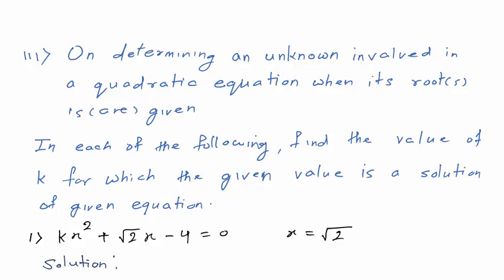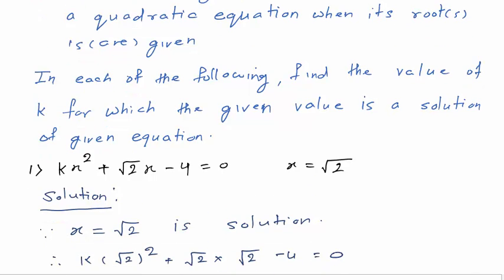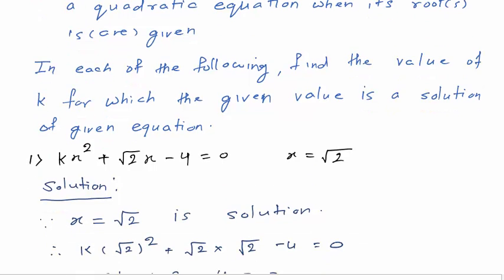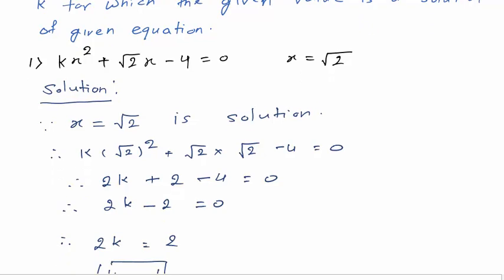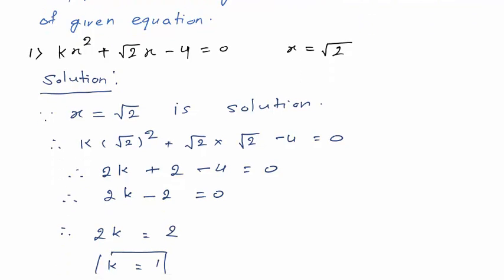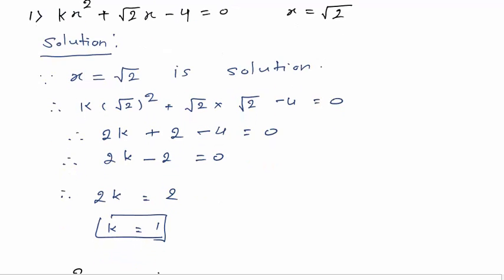So let us see the first problem. Here the problem is k x square plus root 2 x minus 4 equal to 0, and the value of x given is root 2. That means the solution is given to me. Now as x is equal to root 2 is a solution, we can put x is equal to root 2 in the given equation, and the equation will become k into root 2 square plus root 2 into root 2 minus 4 equal to 0. Further simplification gives 2k minus 2 is equal to 0, and finally the value of k we get is 1. So this is the solution.